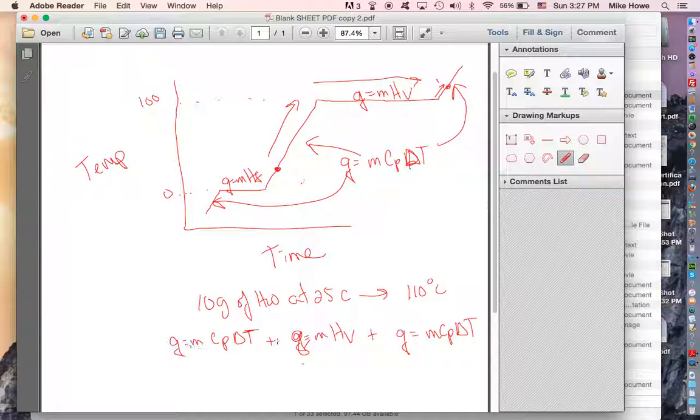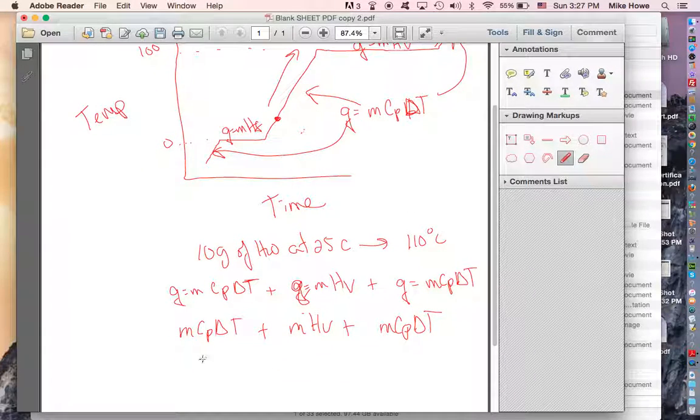Now, really, I wrote this because I wanted to just recreate what I have up here, but really it becomes mCp delta T plus mHV plus mCp delta T. Remember, here you got to use liquid water, that's liquid, and here you got to use steam. And there's different values for the specific heat capacity of water and steam, and that's listed on the handout. So bottom line is you just identify the temperature changes that you're going to do, calculate their energy and add them together.